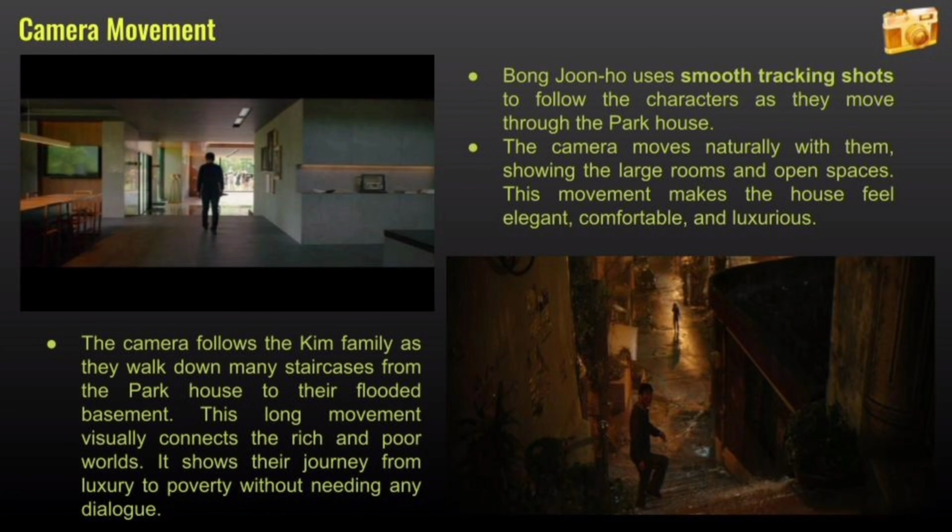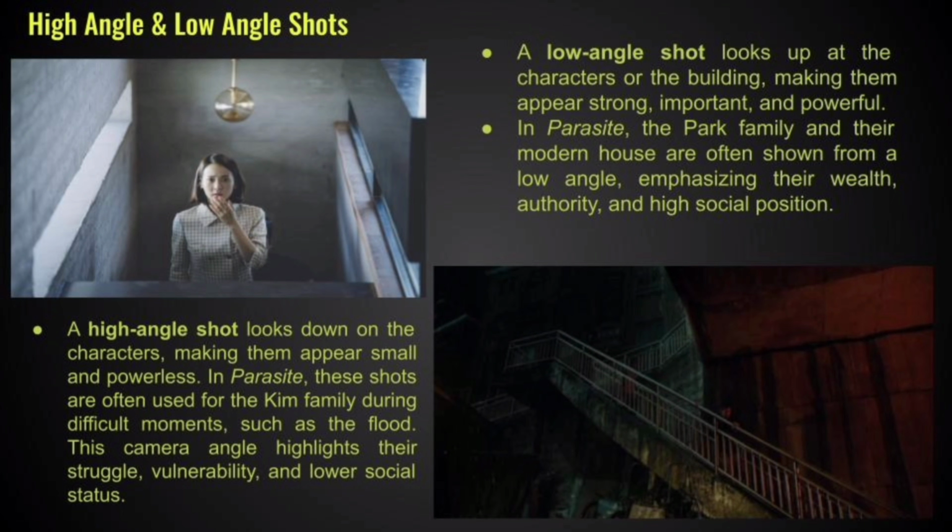Another important element of cinematography is camera movement. In Parasite, Bong Joon-ho uses a smooth tracking shot to follow the characters through the Park family house. This shows the large open spaces and makes the house feel comfortable and luxurious. Later, the camera follows the Kim family as they walk down the main staircase to their flooded basement. This long camera movement connects the rich and poor worlds and clearly shows their journey from wealth to poverty without using dialogue.